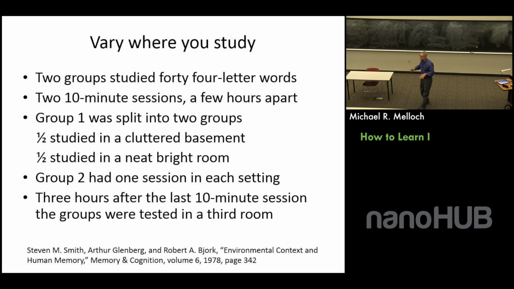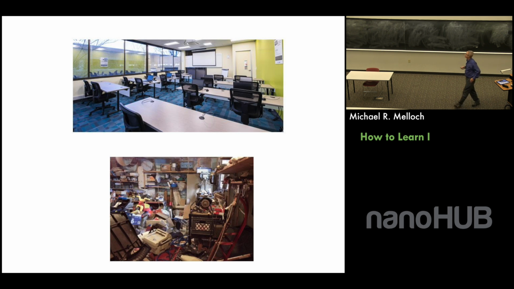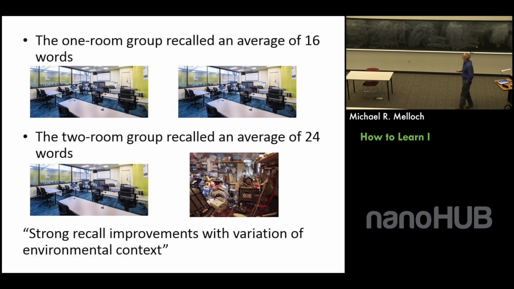And then they were tested in a third room. So here's the bright, spacious room, here's the cluttered basement. The groups that studied both sessions in the bright, spacious room, or both in the cluttered basement, did about the same. They recalled 16 words. Those who did one study session in the bright room and one in the basement recalled 24.